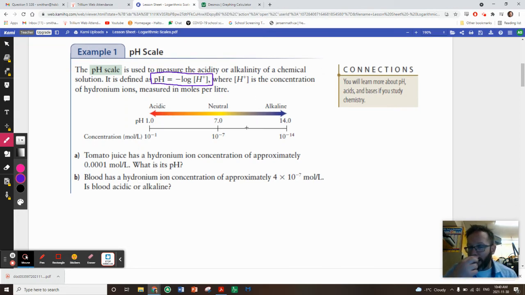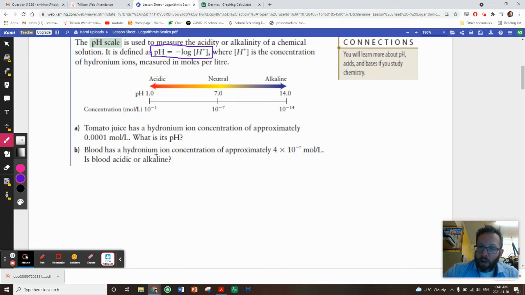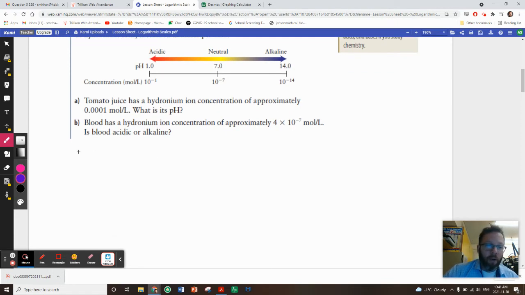So to get a bit more understanding about that, let's dive in and do a few simple questions. Tomato juice has a hydronium ion concentration of about 0.0001 moles of hydronium per liter. Let's turn this into a pH. What's the pH level of tomato juice? So let's find that out. To do that, we're just going to use our equation.